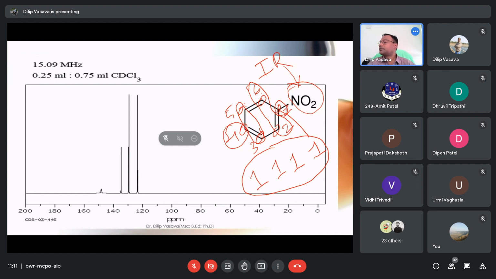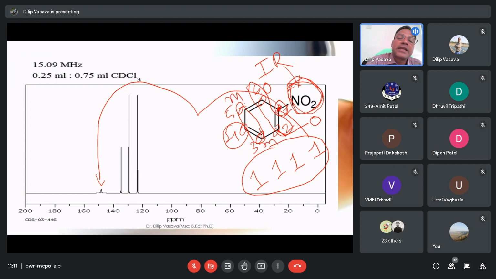Getting everyone? So now here it is given. This is the electronegative functional group, so it goes towards the downfield. This can be a very small peak, the carbon where the NO2 group is attached. What is the name of these carbon atoms? Carbon number 2 is known as ortho. Carbon number 6 is also ortho. Carbon numbers 3 and 5 are meta, whereas carbon number 4 is para. Correct? Now, do you know the name of this carbon atom, which is exactly attached to the NO2 group?